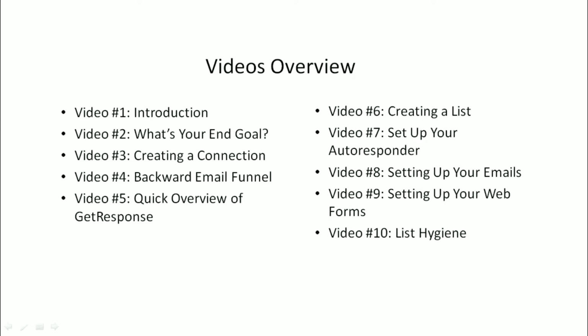We're going to talk about the different types of lists, like single opt-ins, double opt-ins, which one's better for you, different scenarios when it's better. That'll be video number 6. And video number 7, we'll talk about setting up your autoresponder series. Video number 8, we'll talk about setting up your emails. Video 9, we'll talk about setting up your web forms.